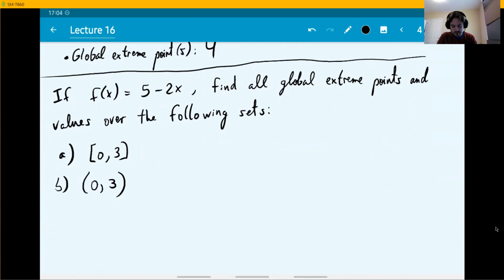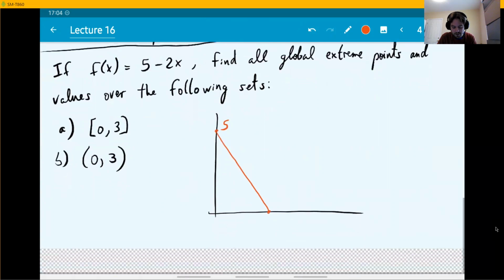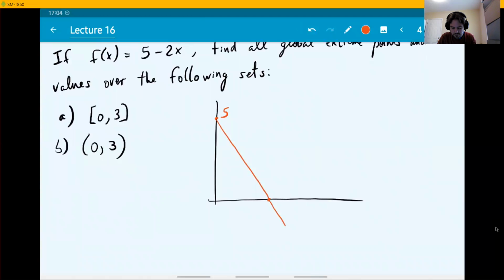So basically what happens here is that, let's only look between 0 and 3. This is a linear function. It crosses the y-axis at the number 5 up here, and then slope of negative 2. So what is f of 3? That's actually 5 minus 6, which is negative 1, right? So we have to keep going a little bit into the negative numbers. But anyway, this is the graph of the function between 0 and 3.